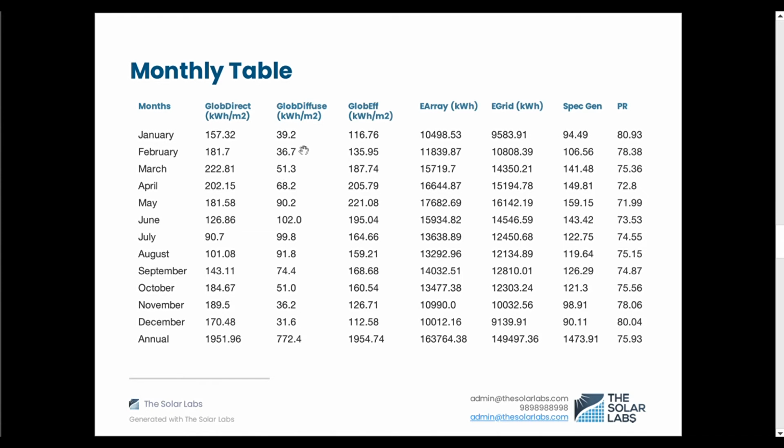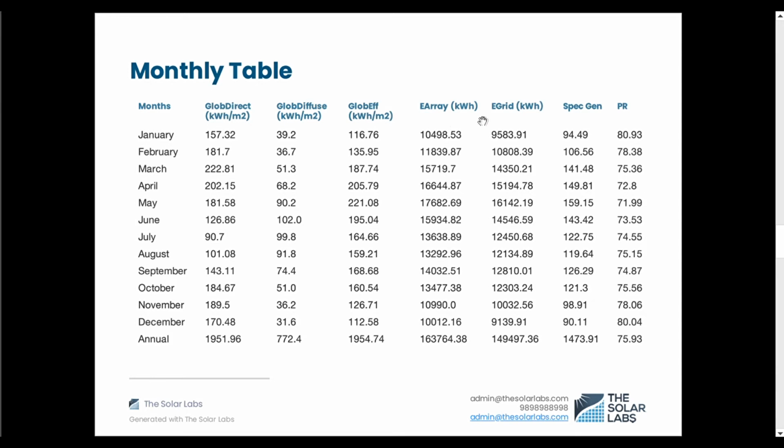The purpose of this page is to display detailed information regarding system metrics. The first three columns are captured using the weather file. Then the energy from the array is the DC output at the array level.